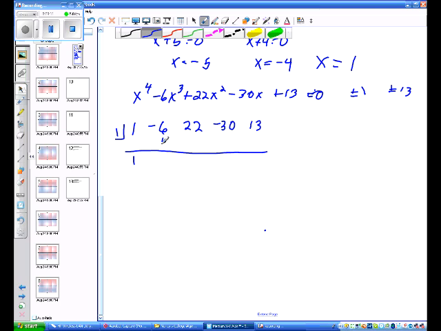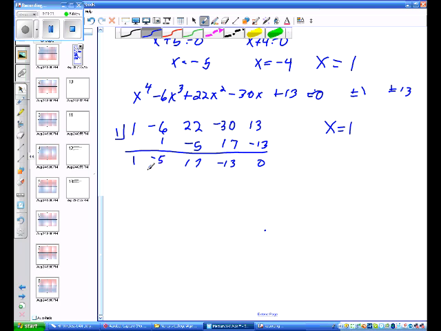So 1 times 1 is 1, minus 6 is negative 5. 1 times negative 5 plus 22 is 17. 1 times 17 minus 30 is negative 13. 1 times negative 13 plus 13 is 0. So 1 was a root. So we know that x equals 1.